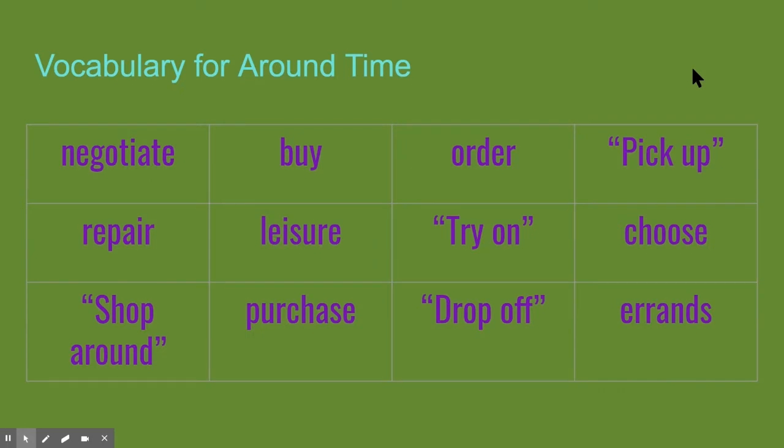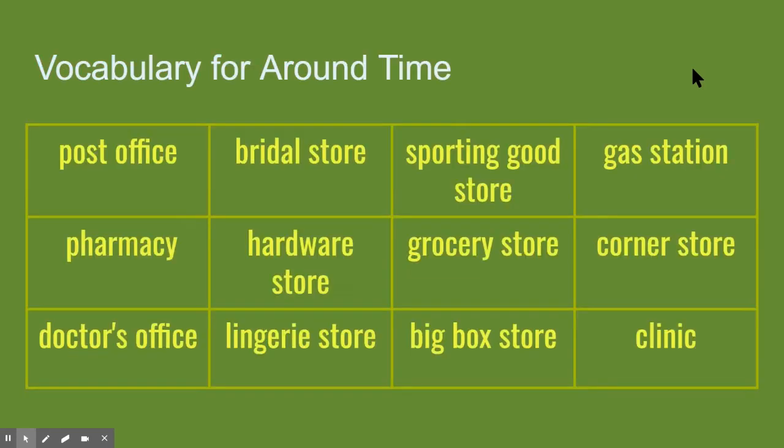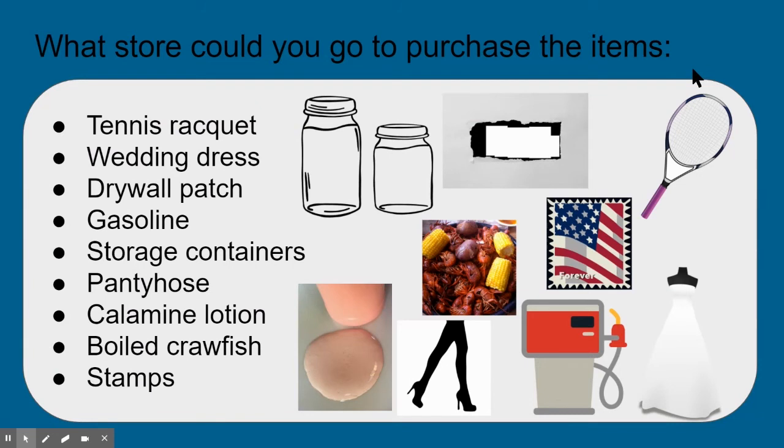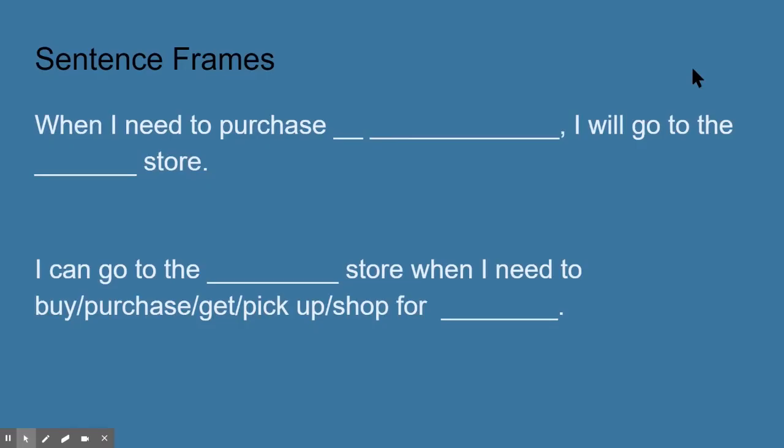This week we also added in some more vocabulary that you might want to use when you're making your sentences. So do you know where these places are and what they sell? We're pretty big consumers here in America, and so you probably know. With your classmates and before class to prepare to talk with your teacher, look at these different items and think about where could you go to purchase these items. So we have some sentence frames here for you that you could fill in.